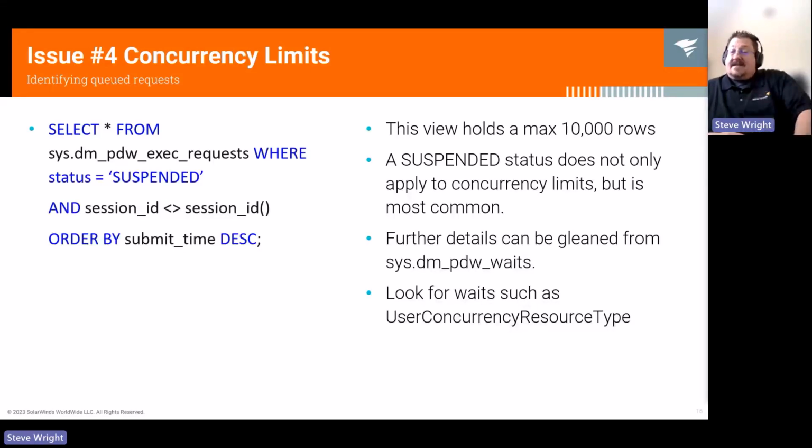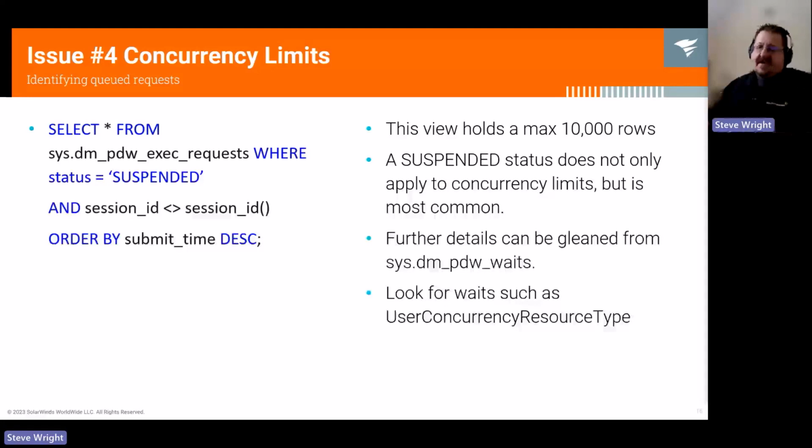And again, it's suspended, by the way. It's not only applied to those concurrency or query limits, but it's probably the most common that I see there. And know that, again, that's only when it's active. So that doesn't mean that if you see nothing suspended, it's never happening on your pool. It just means it isn't actively happening right now.